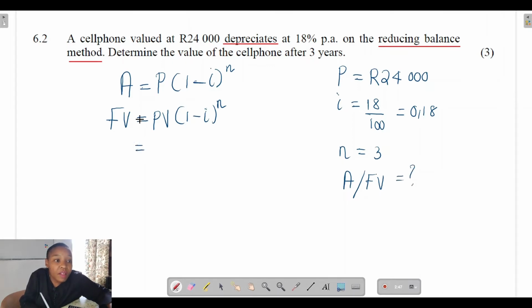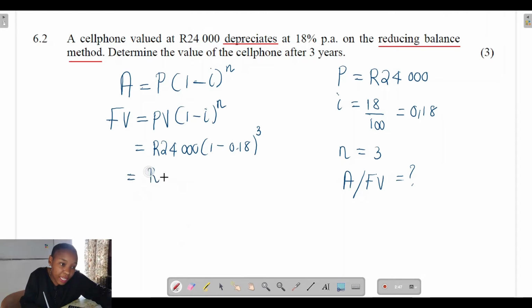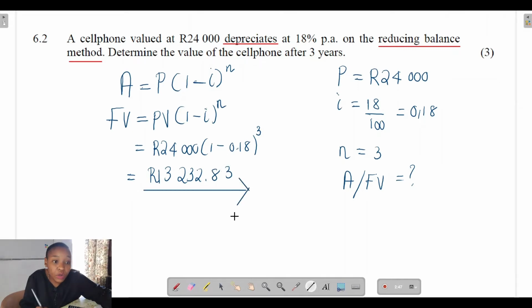So what is the present value of the cell phone? We said that it is 24,000 times (1 minus what is the value of our i? It's 0.18) to the power of what is our n, which is 3 years. Simply punch all of those values into your calculator. You'll find that you get 13232.83. If you round it off to 2 decimal places, that is going to be your final answer. So the value of the cell phone after 3 years will be 13,232 rand and 83 cents.